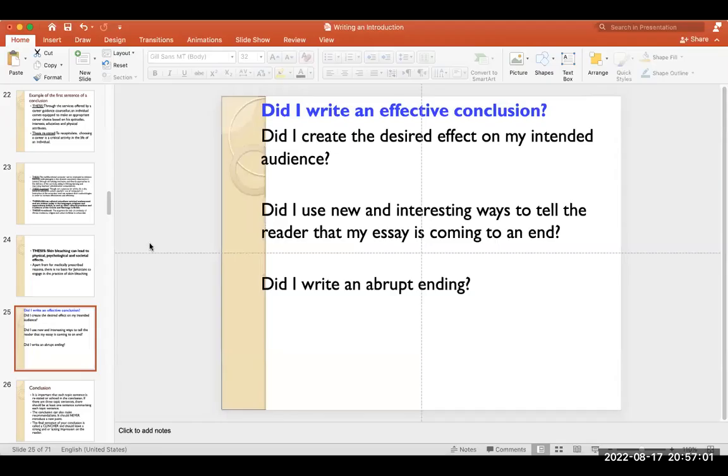Where do I have that slide? So yeah, conclusion, right. So let me just share screen quickly and touch on conclusion, writing a conclusion.